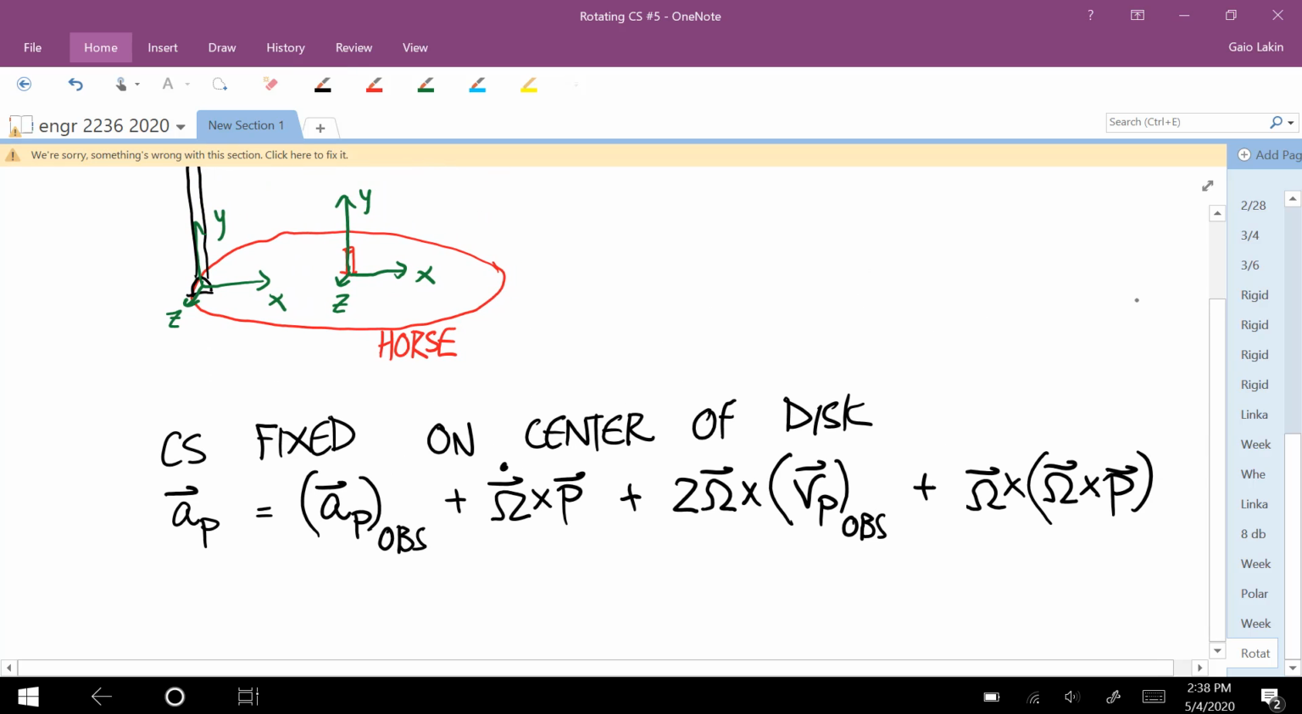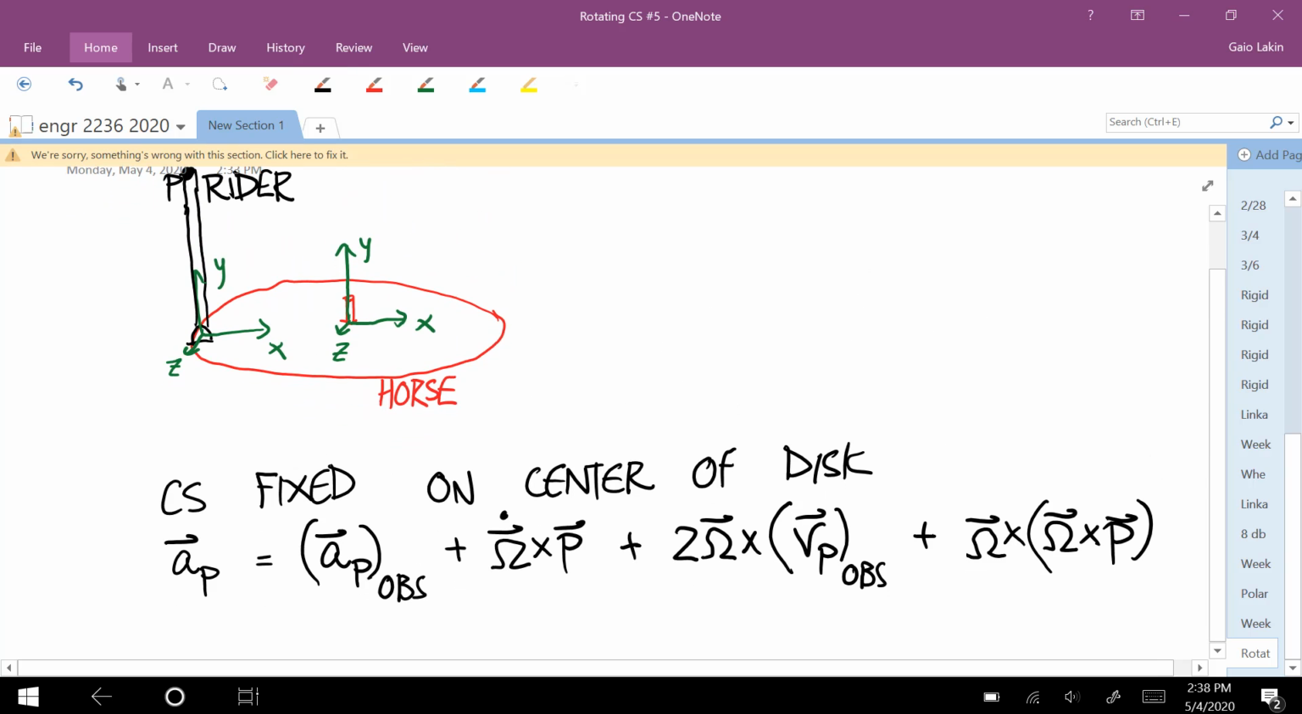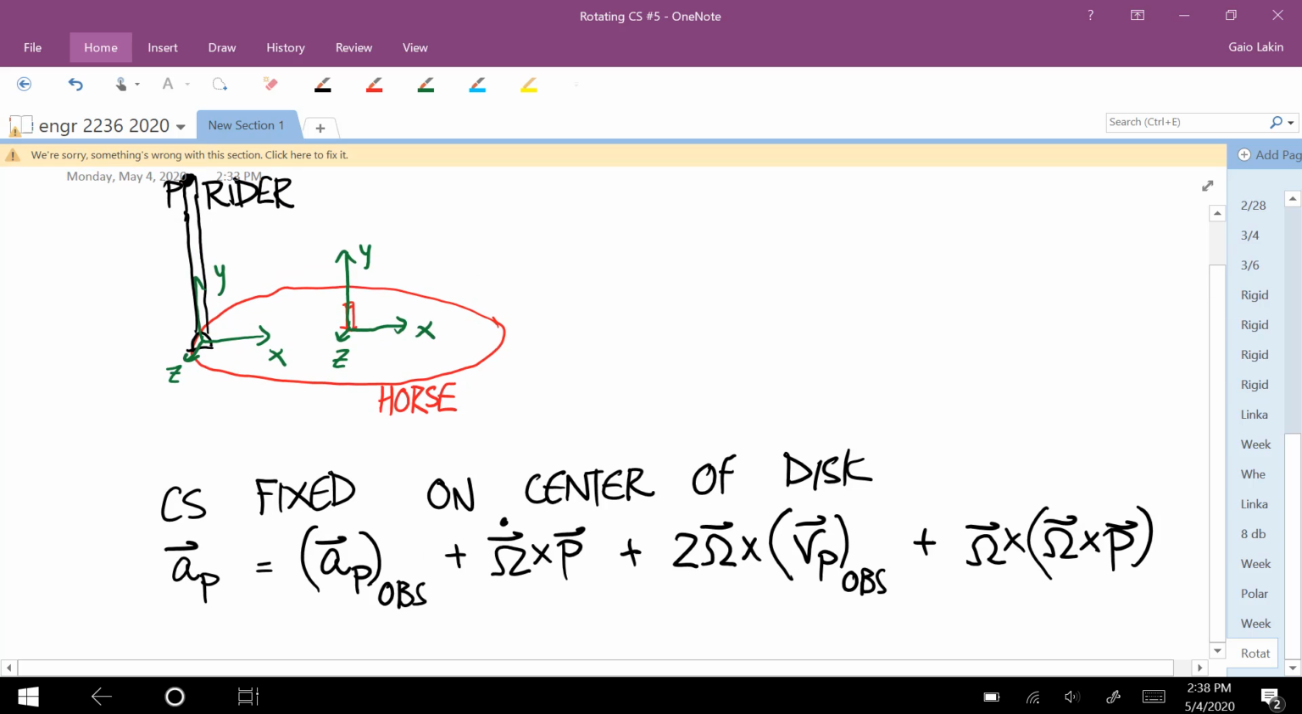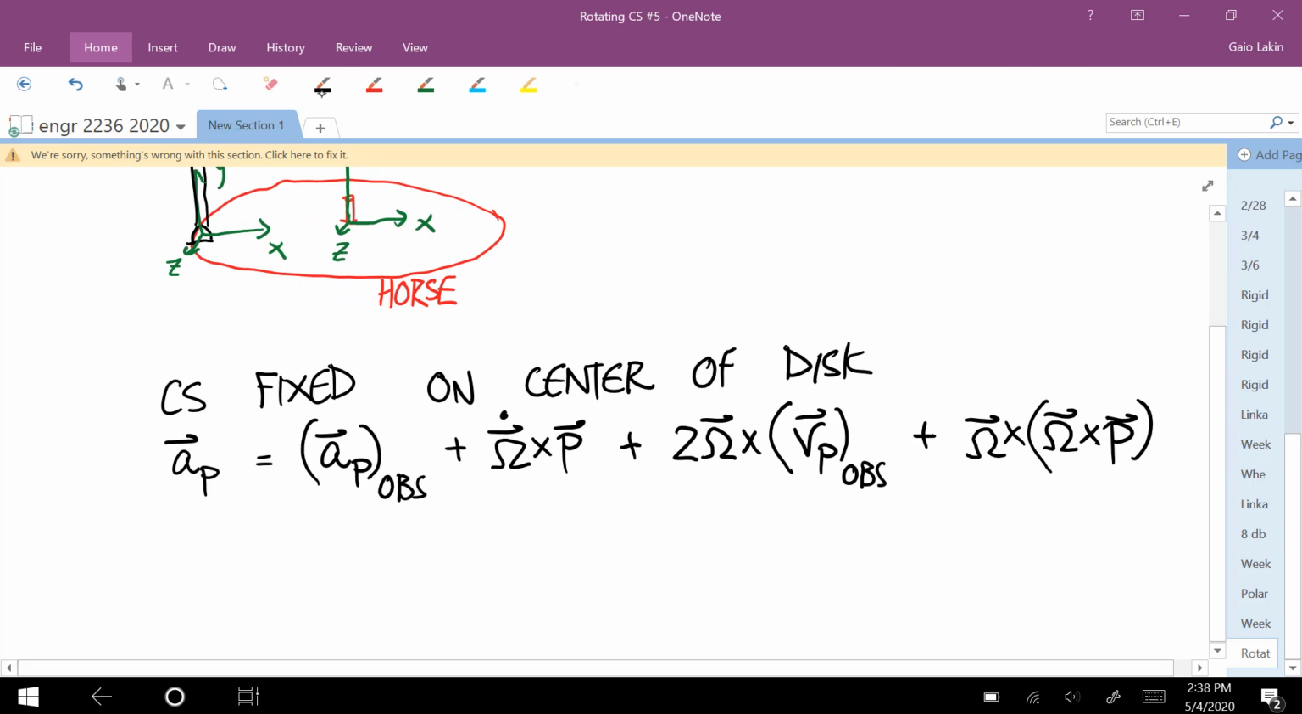Okay, so what does it look like is going on? Forget about the motion of the horse for now. Imagine that the disk is not rotating. What does the motion look like for that point P to us as an observer? What it looks like is just circular motion. So this is going to be the watermelon equation.